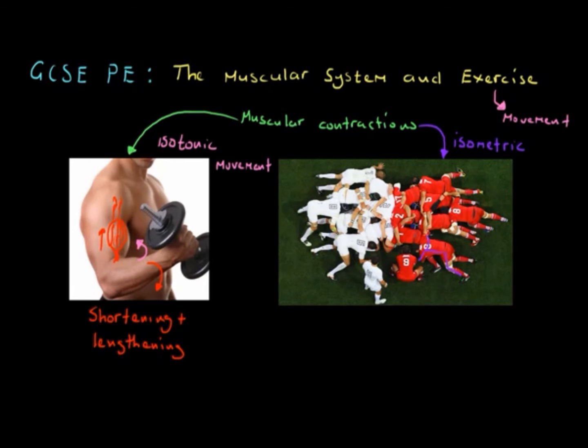You can clearly see that this number 6 is using the muscles in his legs and his glutes and his upper body. He's contracting those muscles to exert force forward to try and push the other team off the ball. But in actual fact, he's not moving. His muscles are not lengthening or shortening.